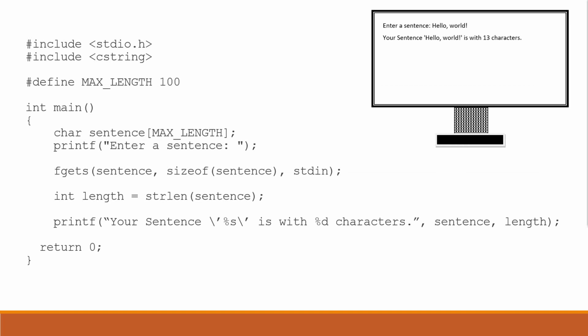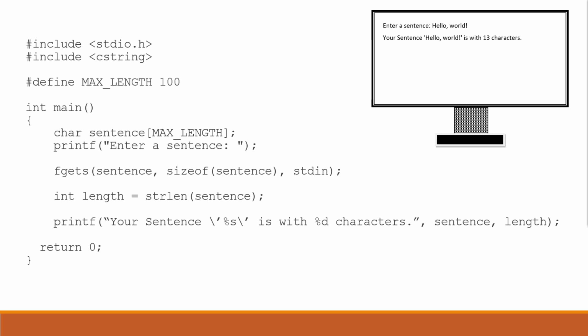This code implements strlen and shows how to accept a value from the user using fgets. The program includes necessary header files for standard input/output operations, stdio.h, and for string manipulation functions, string.h. The maximum length of the sentence is defined as MAX_LENGTH, which is set to 100. Inside main function, it declares sentence of size MAX_LENGTH. Prompt the user to enter a sentence. The line fgets(sentence, sizeof(sentence), stdin) reads a string from the standard input, usually the keyboard, and stores it in the character array sentence.